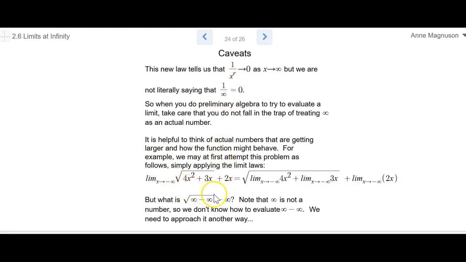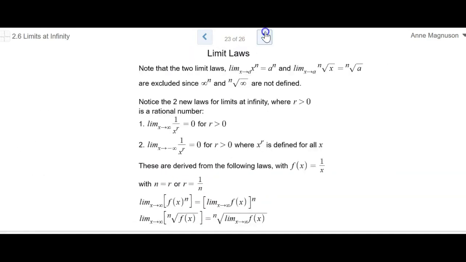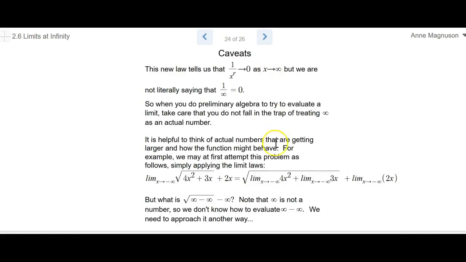Here's an example of a problem where this shows up again as well. If you look at this problem, x is going to negative infinity. I have this radical sign and then this additional term here. If I follow the limit laws, which do apply here, I can bring the limit inside the square root, because this is law 8 I'm using. I can pull that limit in.